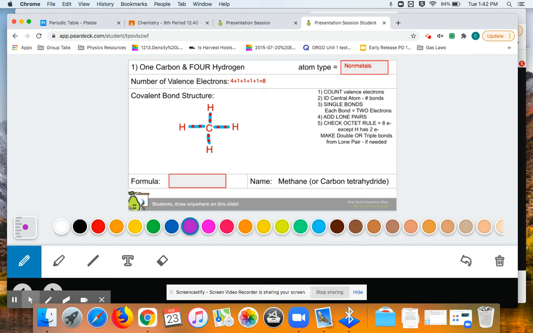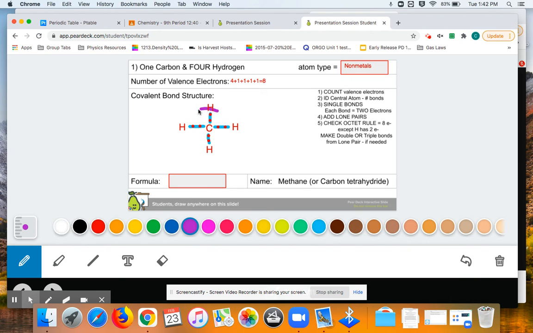Next is checking the octet rule. So the octet rule is that we have 8 valence electrons surrounding all the elements except for hydrogen, which only wants 2. So we check this. This hydrogen has 2. This hydrogen has 2. This hydrogen has 2. And this hydrogen has 2. All those are happy. Now I'm going to erase all those circles because that was a mess.